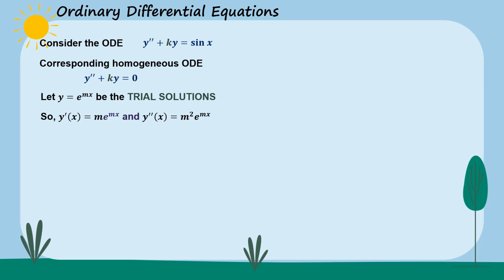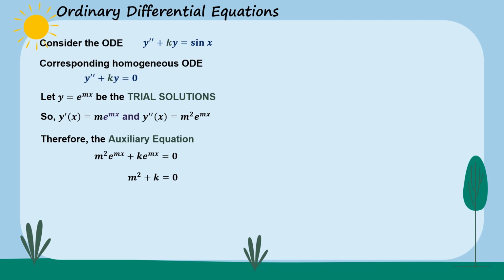Now, if we substitute that, we get the auxiliary equation. The auxiliary equation will be m squared e to the power mx plus k e to the power mx is equal to 0. e to the power mx is obviously not equal to 0, so we can divide both sides by that. Therefore, the auxiliary equation will take the form m squared plus k equal to 0. Now, obviously, the roots of this equation will depend on the value of k. Say that if k is equal to 0, m squared equal to 0, m equal to 0.